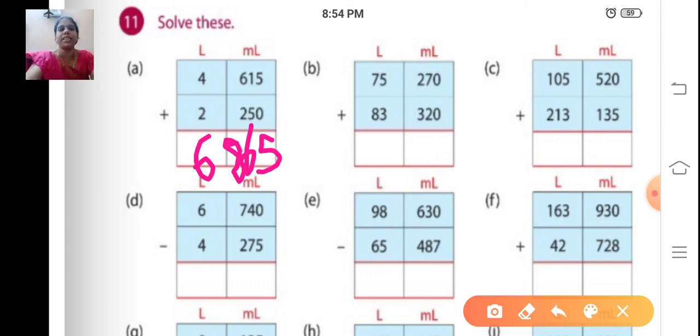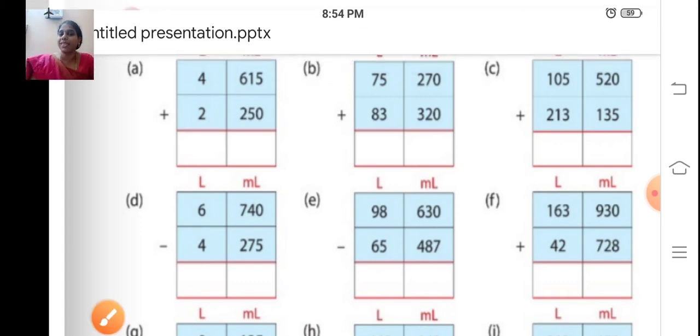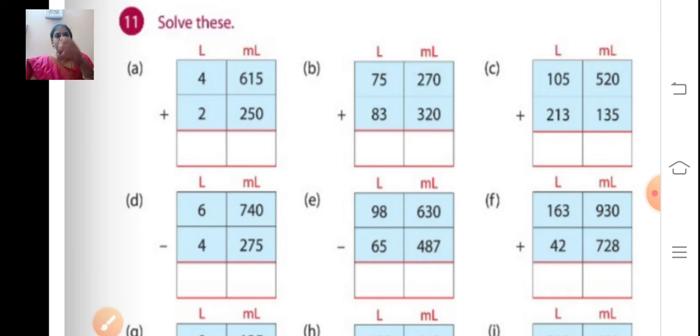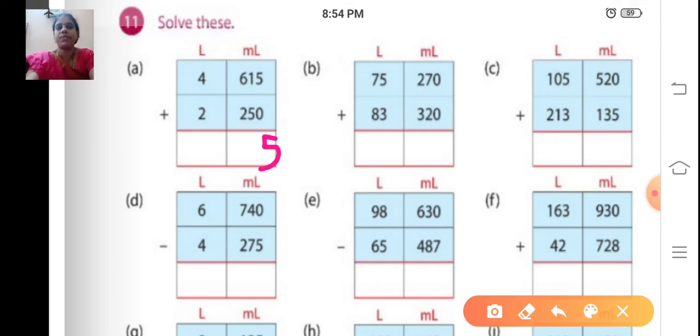865 milliliter. How to do this? First, what do we have to do? First we have to add the milliliters. Then we should move on to the liters. First see the symbol. It's an addition. So 5 plus 0 is 5. 1 plus 5, 6. 6 plus 2, 8.